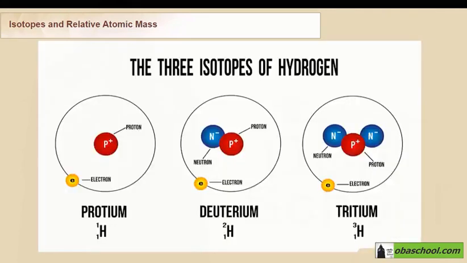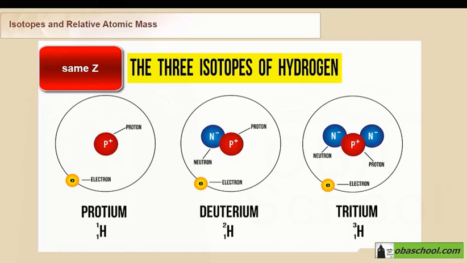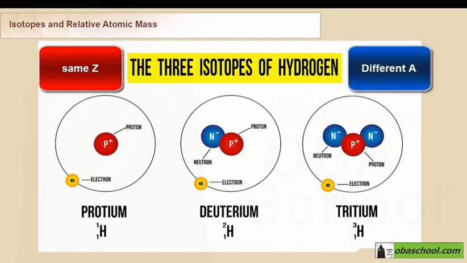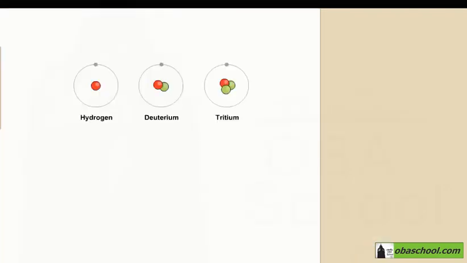In fact, there are 3 types of hydrogen atoms, each containing a different number of neutrons. So these are the isotopes of hydrogen. Isotopes are atoms of the same element, so they have the same atomic number but different mass number, since they have a different number of neutrons. Let's examine together the isotopes of hydrogen.